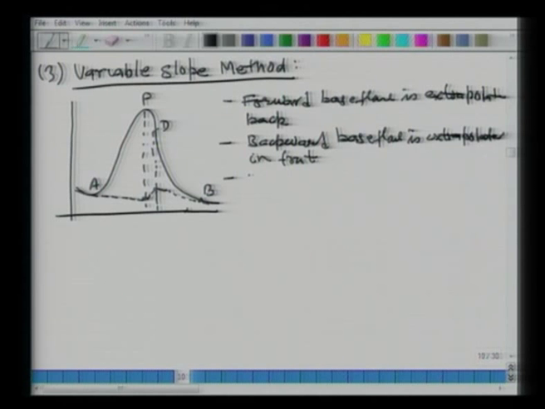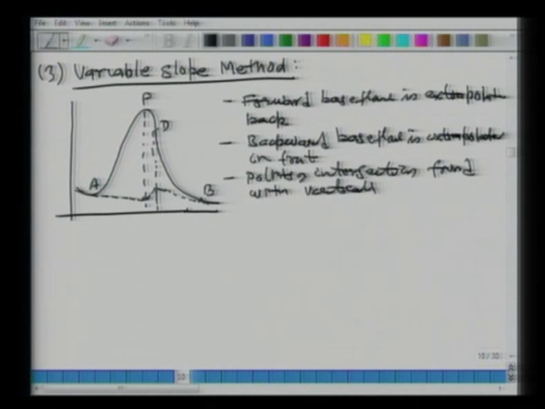Okay. Points of intersection are found with verticals from P and D as shown in the figure as we have discussed, and then both of these intersection points are joined by the simple straight line. Okay.